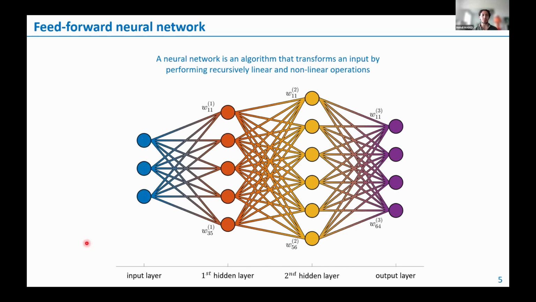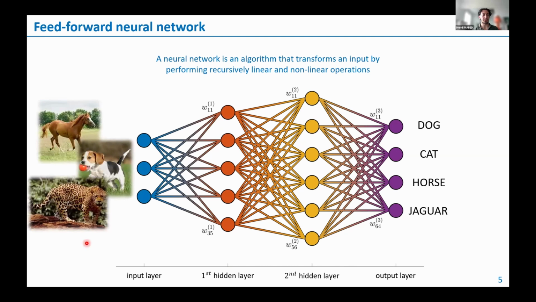The way we will use this tool, this algorithm, is first by training it. So we will feed it some training data. Here I take the example of images of animals. And we will tune the parameters of the network for it to learn from the examples we give it. I will explain in just a few moments how we will tune those parameters.